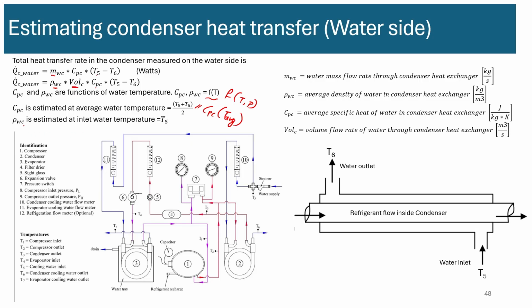Now, for density, you will not be using that T average. Density is supposed to be measured at the inlet of the flow meter because we want to know the mass flow through the flow meter. We know the volume flow rate, we need the mass flow. So what is the density that corresponds to that volume flow rate? That density will correspond to the temperature at the inlet, T5. So we will calculate the density of water at T5. This is true for both flow meters, for the condenser and for the evaporator, because they have the same inlet water flow.